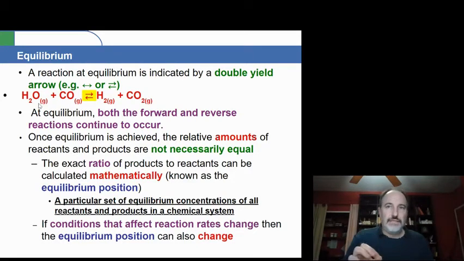If conditions that affect reaction rates change, then the equilibrium position can also change. Remember back to what changes reaction rates? Things like concentration, temperature, surface area. Well, if any of those change, it's going to change the equilibrium position. It's going to alter how much reactants and products you're going to have. That is important, and that is what we're going to focus on in the next section.